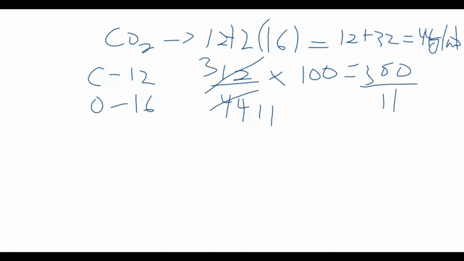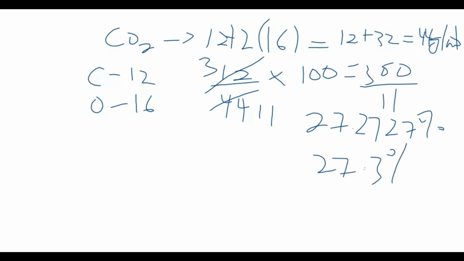Just punching it in my calculator. 300 divided by 11. So that's giving us 27.27, so 27.27%. So you can just make it 27.3%. Okay. So that's the percentage by mass of carbon in carbon dioxide.